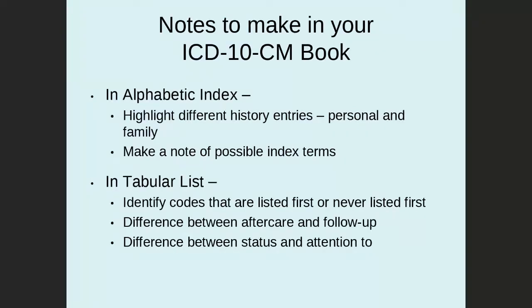There is no way someone can remember all the ICD-10 guidelines. It's very important to write notes in your book to jog your memory. You don't want to be thumbing through the guidelines during a test or certification exam. Here's some suggestions. In the alphabetic index, highlight the different history entries, personal and family. It's very easy, since they go on for several pages, to get these confused. In the tabular list, you might want to write in next to the codes that are always listed first, or that are never listed first, that we talked about a lot today. Sometimes it'll say that at the code, but you might want to circle it if it already says that. Also identify the difference between aftercare and follow-up care, and the difference between status and attention to.